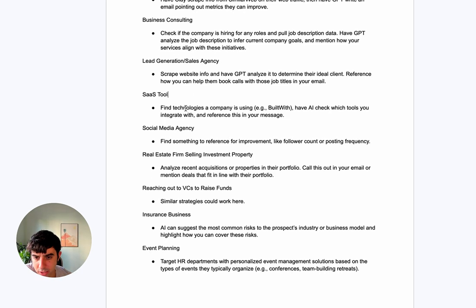Now, let's say that you're a SaaS tool. So onto another example. You can find technologies a company's using with BuiltWith, and you can have AI check which tools you integrate with and reference this in your message. So one of our clients has a SaaS tool that listens to recorded sales calls, right? And makes sure that they're compliant, that the sales reps aren't saying anything uncompliant or overpromising.